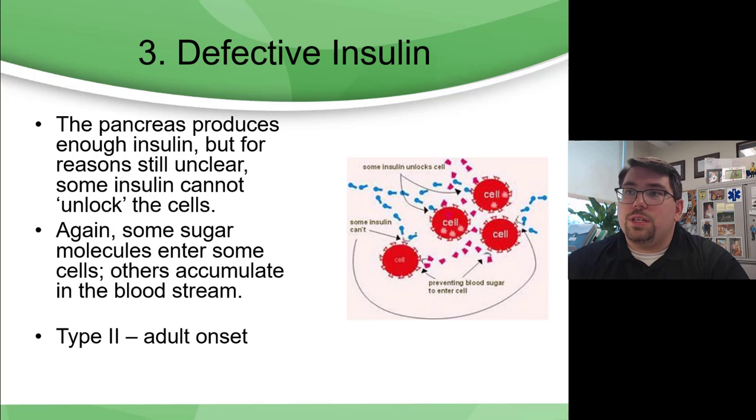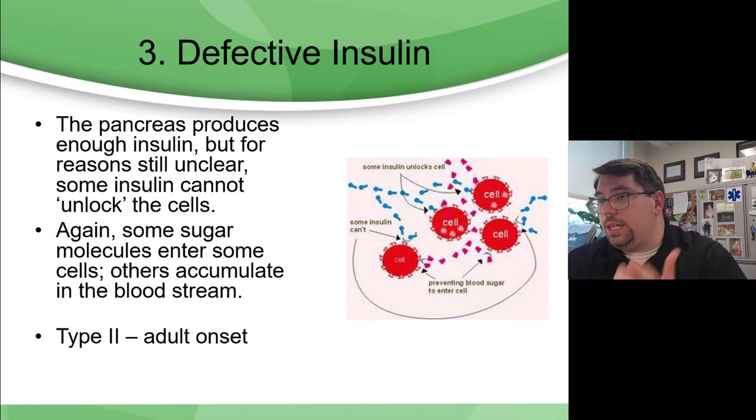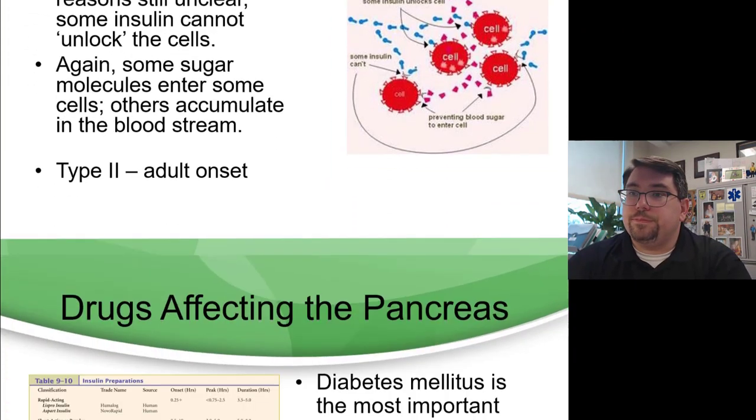The third factor is where the pancreas produces enough insulin, so the amount is out there, but for reasons that are still really unclear, some of the insulin just doesn't unlock the door. It doesn't unlock the cell in order for that glucose molecule to go in. So some get into the cell and others accumulate in the bloodstream. This is another example of type 2 onset diabetes.